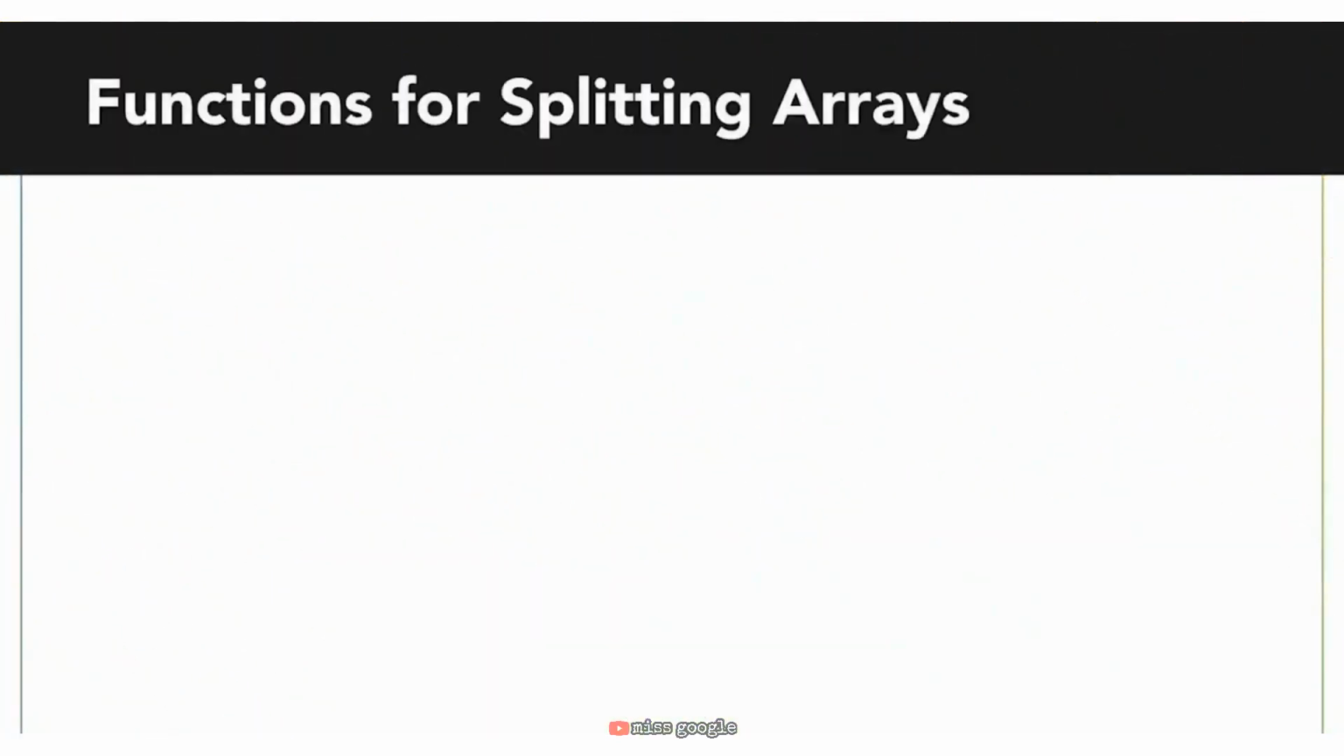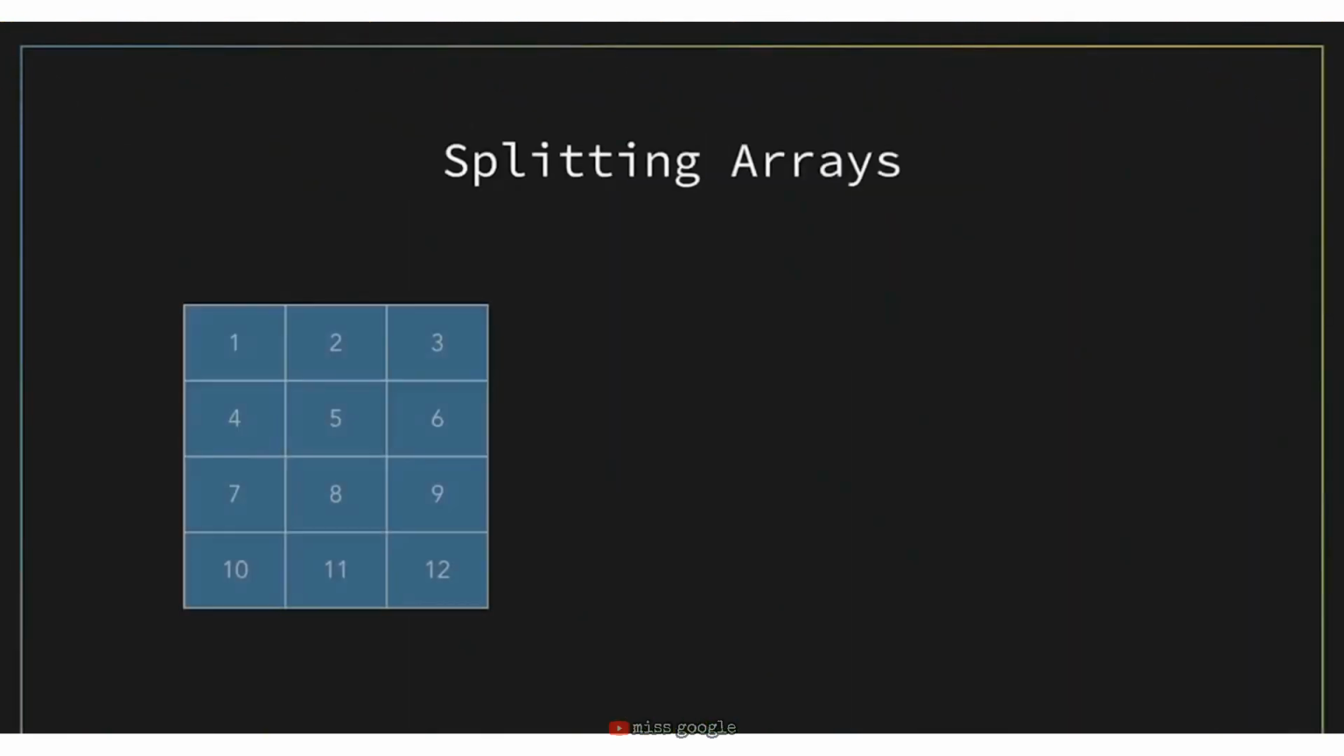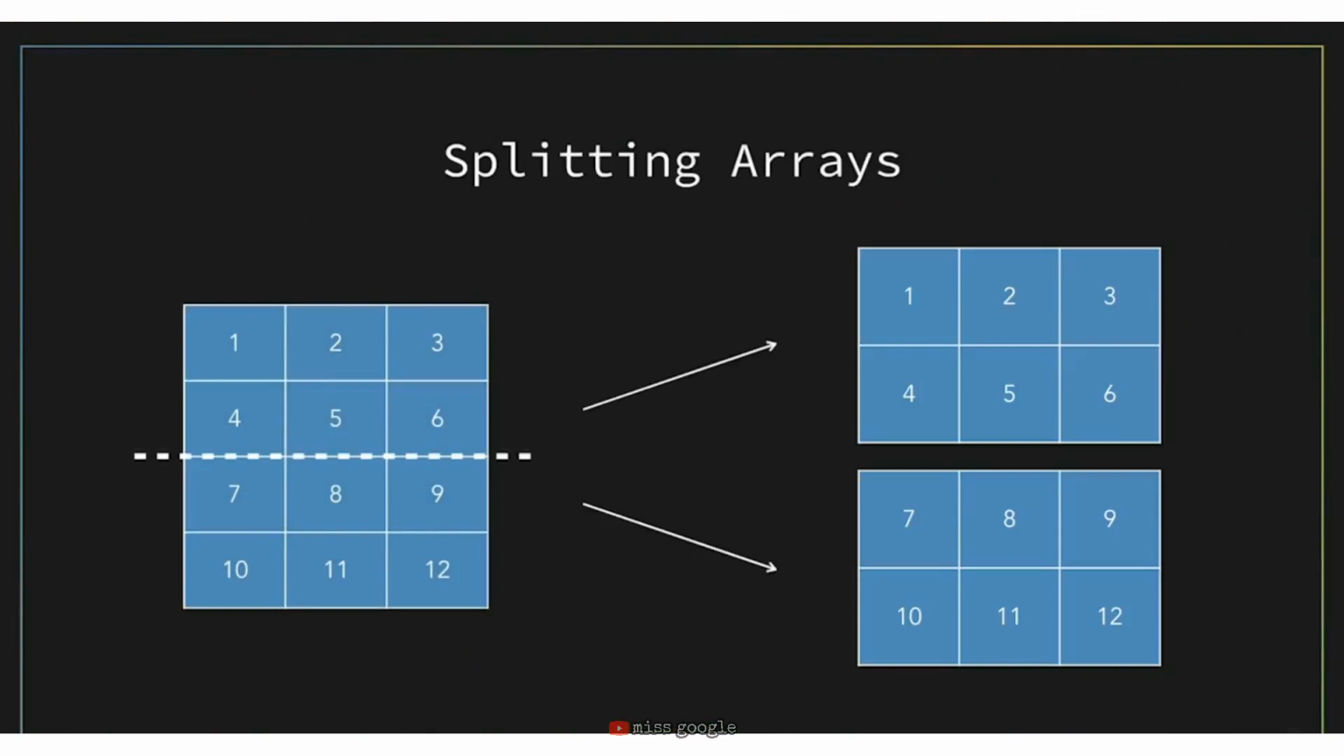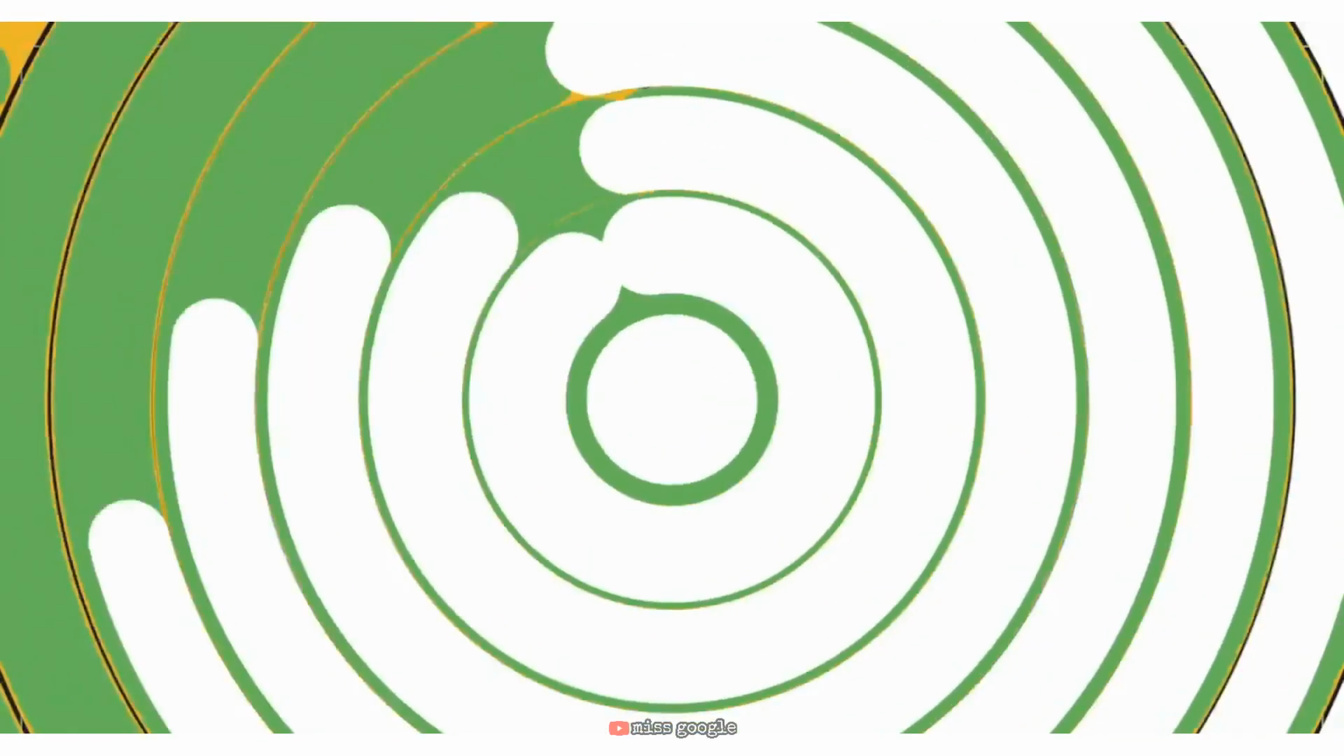Now that we have learned functions for joining arrays, let's master the functions for splitting arrays. Splitting breaks one array into multiple subarrays. It can be done using the following functions: split, array split, hsplit, and vsplit. The split function has one major drawback. It will split arrays only when the number of elements is divisible by the number of splits, so the resulting arrays need to have the same shape. Otherwise, it will throw an error.